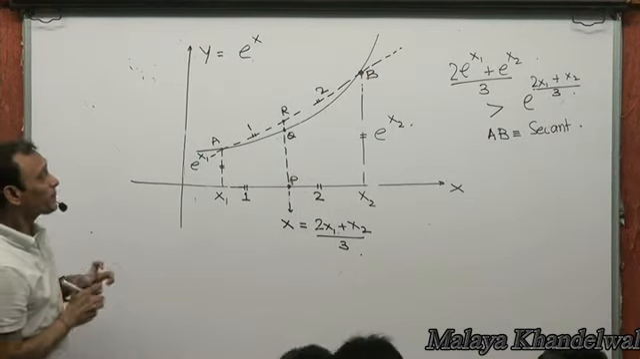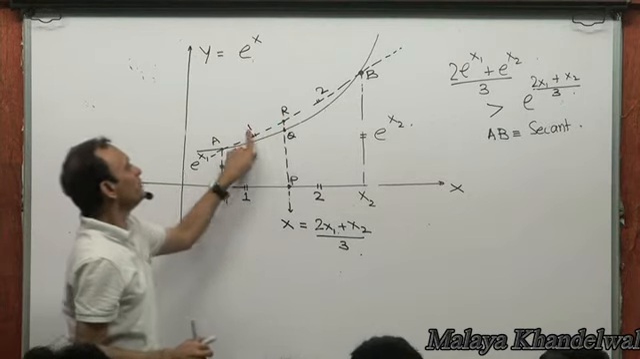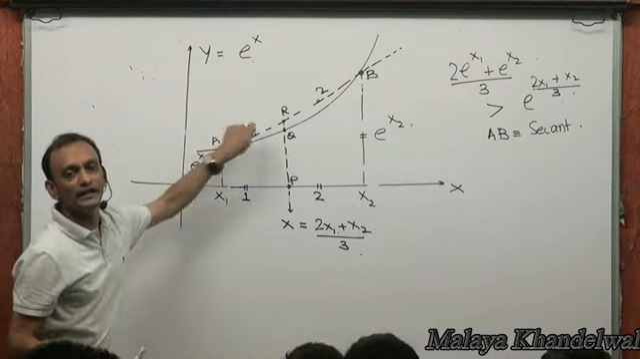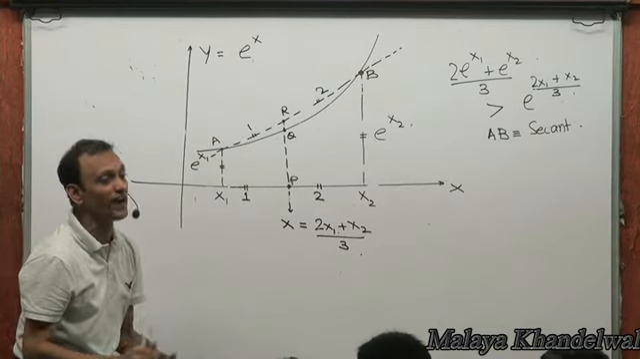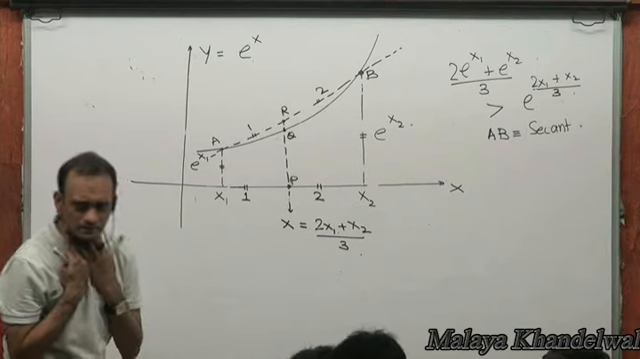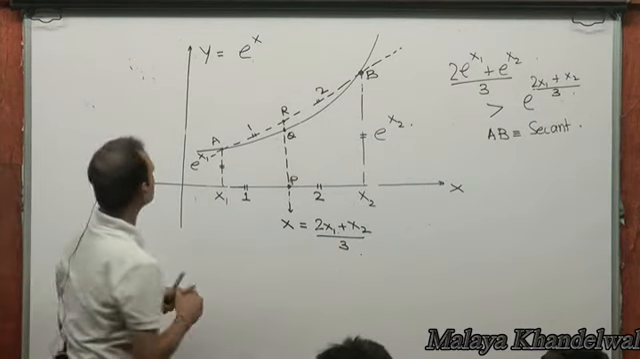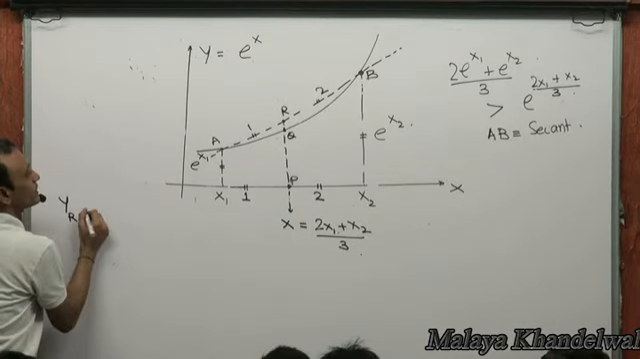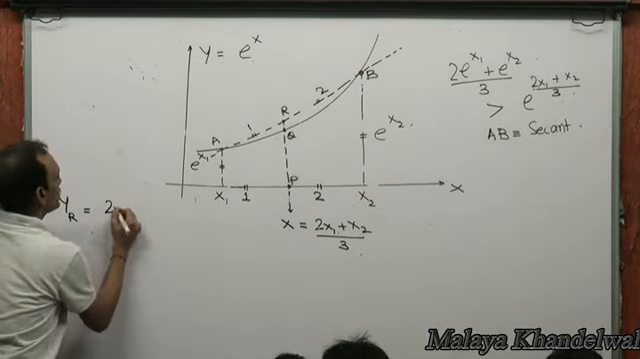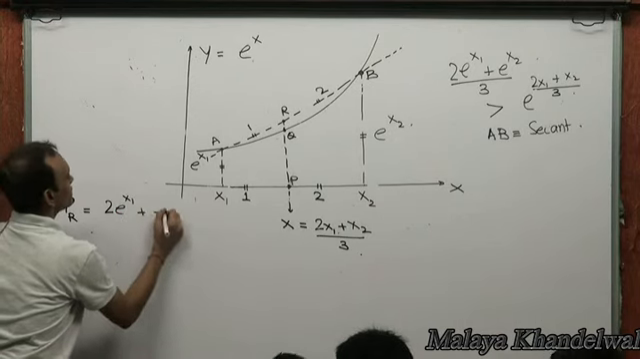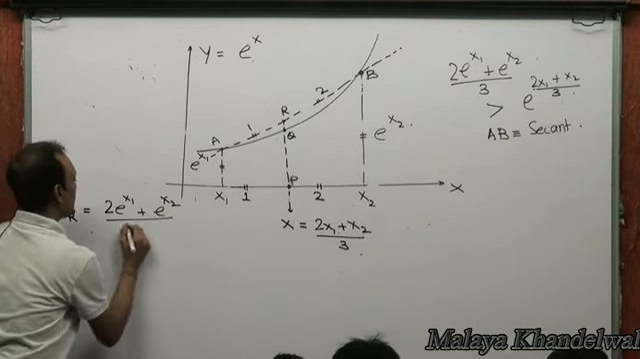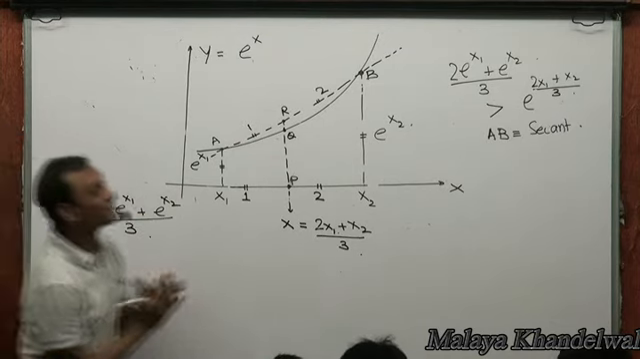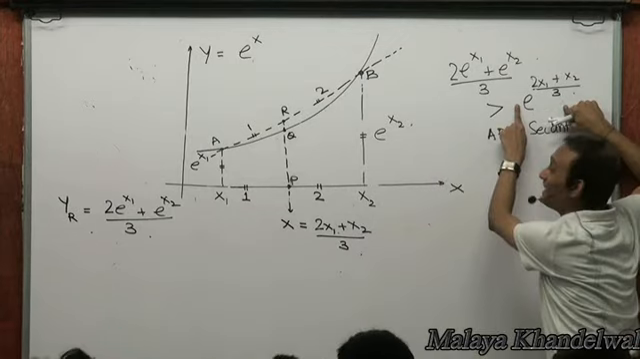Similar triangles, right? So, y of R would be 1 into y of B plus 2 into y of A divided by 1 plus 2. Yes or no? That's going to be y of R using section formula. Right now. So, y of R using section formula is going to be (2 e power x1 plus e power x2) divided by m plus n, that's y of R. Yes or no?